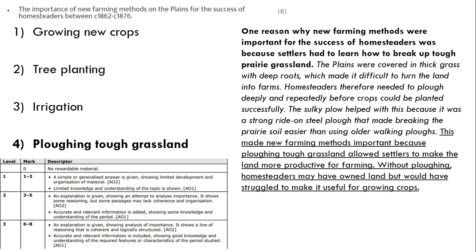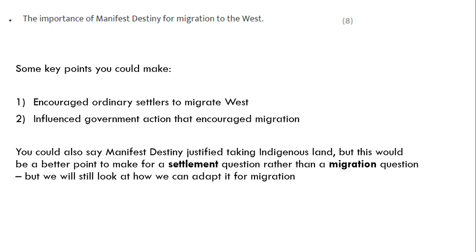So that's how we would answer that question. 4 options, you only need 2. Next question. The importance of manifest destiny for migration to the West. I'd keep this really simple and just talk about 2 things.